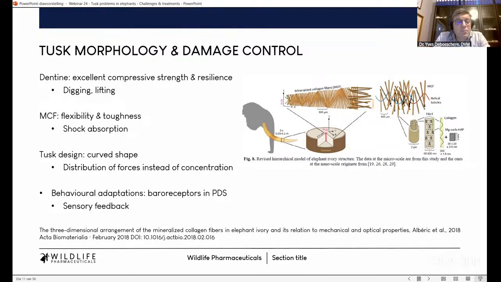And there are also behavioral adaptations in the sense that there are baroreceptors in the periodontal space that give very good sensory feedback for the elephant, so they can really use their tusk to touch each other or to touch things. And we know also that elephants have a preferred tusk, and we see most of the time that they will break their preferred tusk. So the tusk is like we are right-handed or left-handed. You have a right tusk or a left tusk elephant.